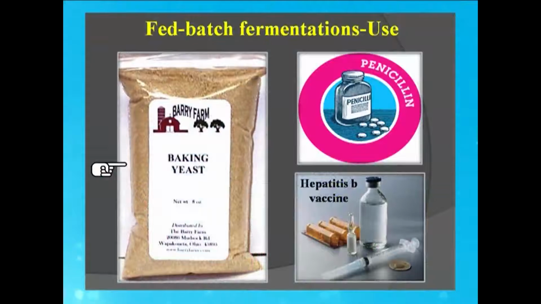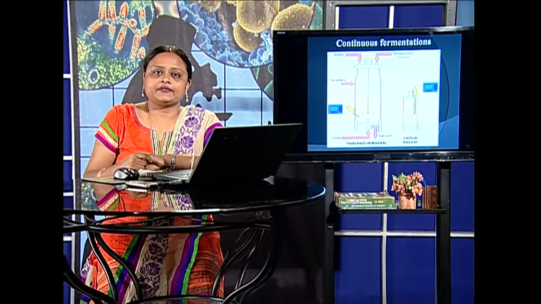Now we are seeing some of the advantages of fed batch fermentation. Most importantly, wherever there is catabolite repression and viscosity or toxicity as problems, fed batch is used. Typical examples where fed batch is in use include the production of Baker's yeast, penicillin the antibiotic, and hepatitis B vaccines. There are so many more, but these are the major ones where fed batch mode of fermentation is used to bring us the product. Then we are moving on to the continuous fermentations.